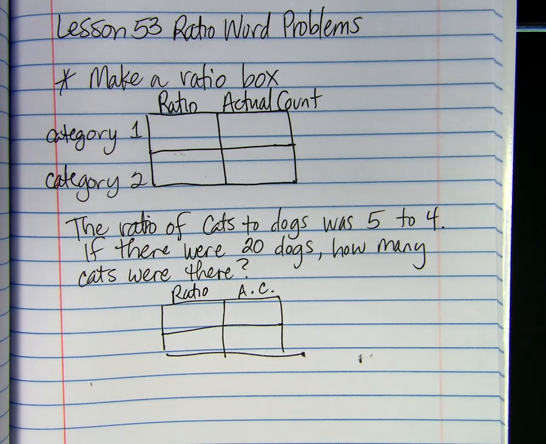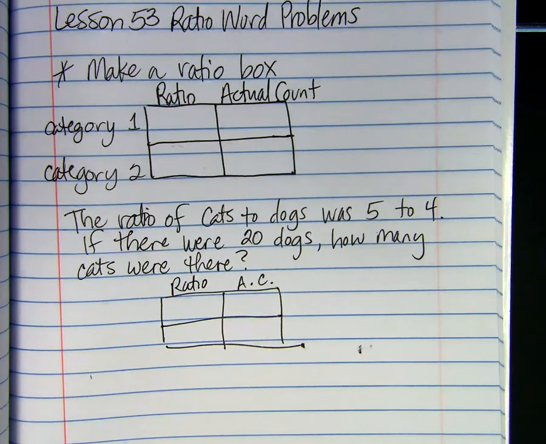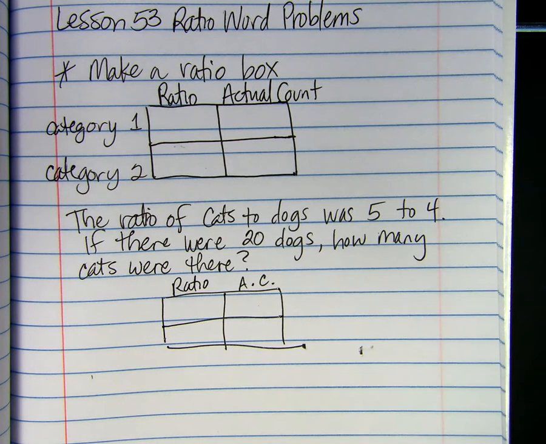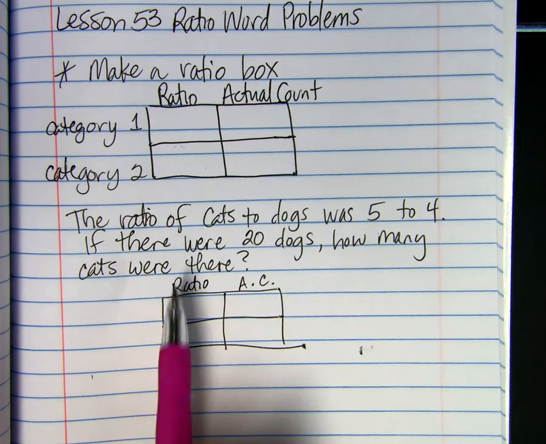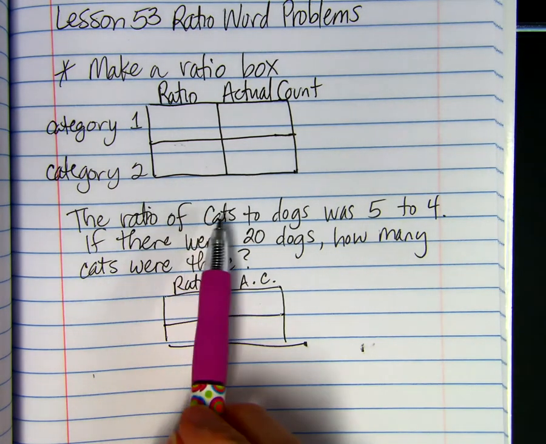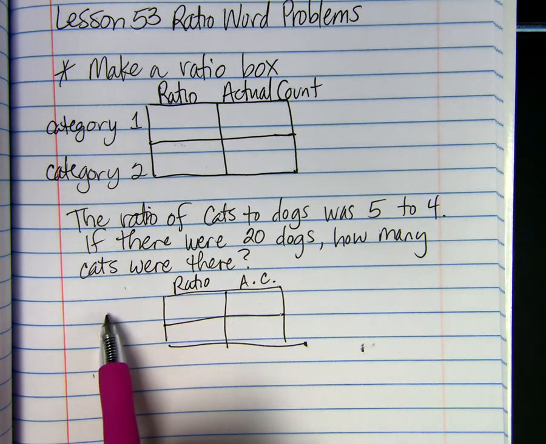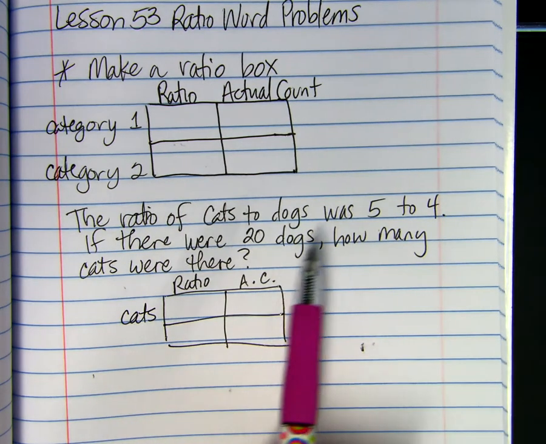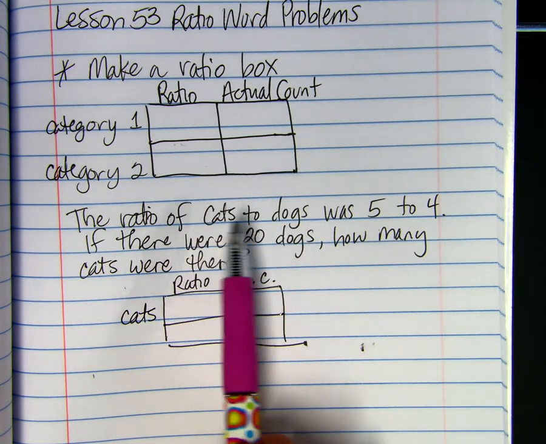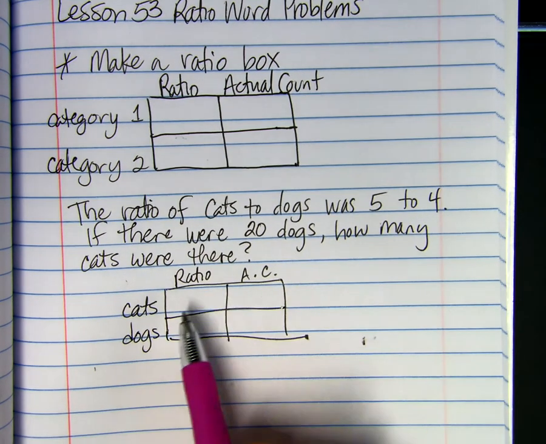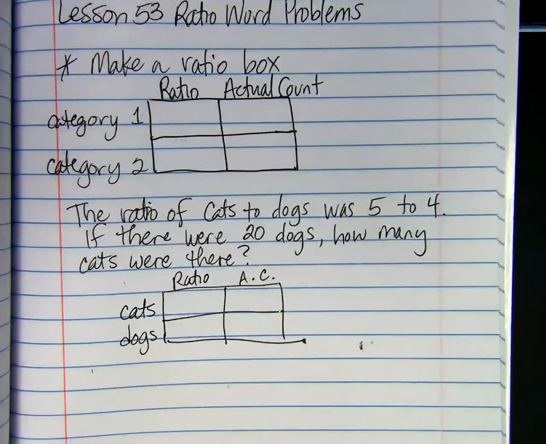And our categories. We have to decide what is it we're talking about. What are the categories that have a ratio? Savannah, you're going to tell me what it was. Cats and dogs. Okay, now this is key. When you write your categories down, the very first one that you see is the one you write as category 1. So we have cats here. And then the second one, dogs, we're going to put second. That way we can keep our ratio in the correct order.